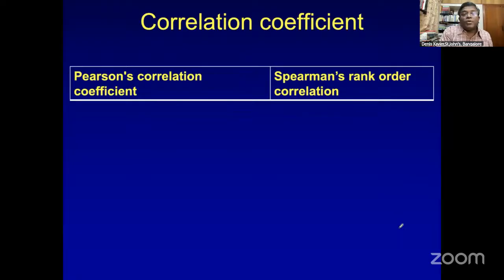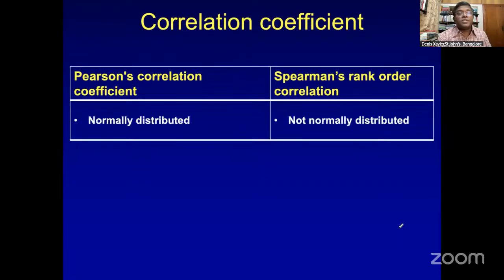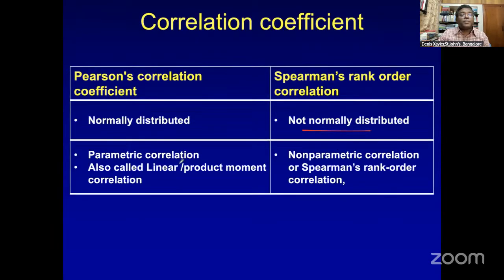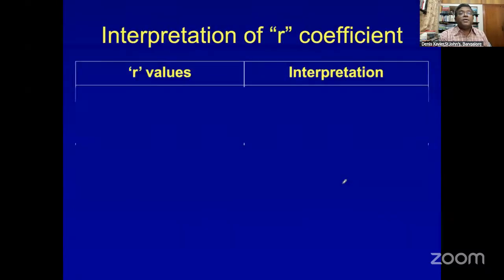Here we go. Firstly, we look at the difference between Pearson's and Spearman's rank. Pearson's was for normally distributed data. Spearman's, for not normally distributed data, we can use it. Okay, this is a parametric test. The full name, as I told you, is the linear product moment correlation, or this is Spearman's rank order correlation. Even journals don't put the full name. They'll just say Spearman's or Pearson's correlation.